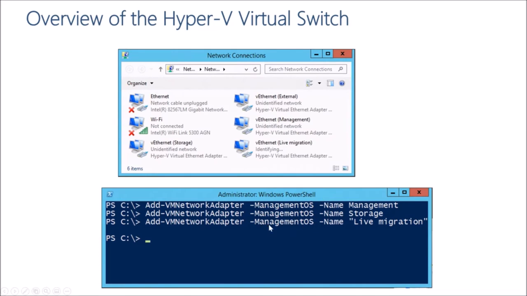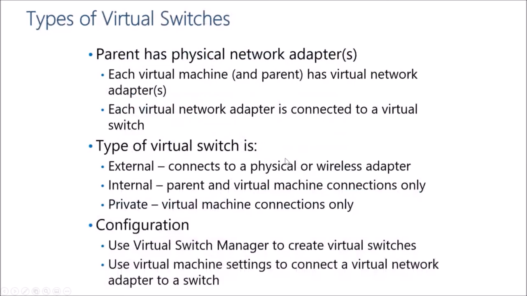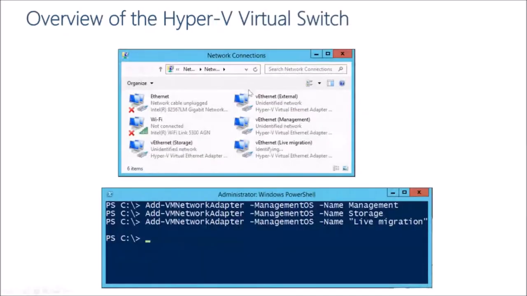So as a result of entering these three commands, what you end up with is a virtual Ethernet adapter here for storage, and there's another one for management, another one for live migration. So these are virtual network cards for various reasons. All right. The parent partition has physical network adapters as well. If you look at this, these are the physical network adapters, aren't they? Whereas these with the V in front of them are the virtual network interface cards.